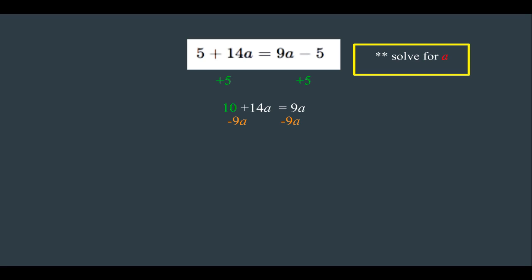This gives us 10 + 5a = 0. Now we want to subtract 10 from both sides of the equation so the term with the variable a is by itself. This gives us 5a = -10. Finally, we divide both sides by 5, leading us to the answer of a = -2.